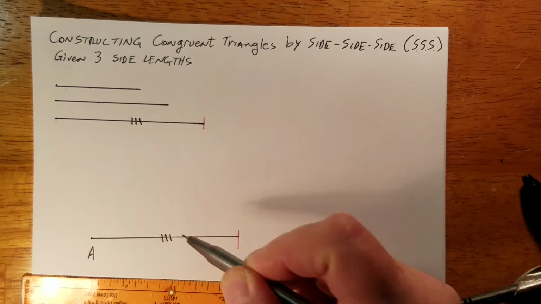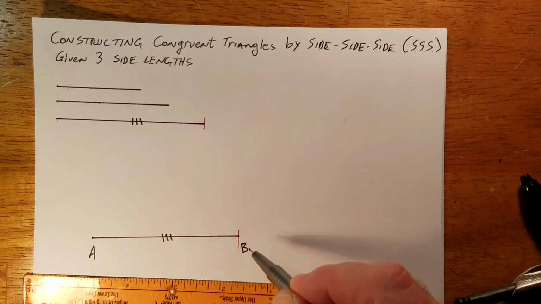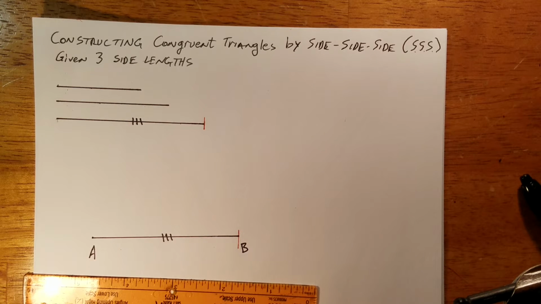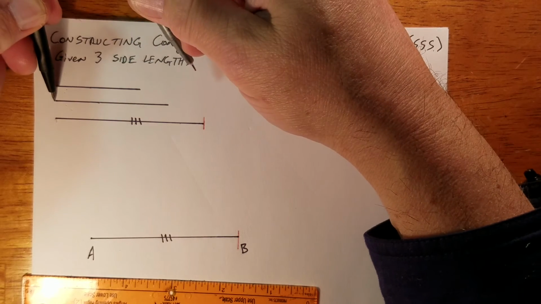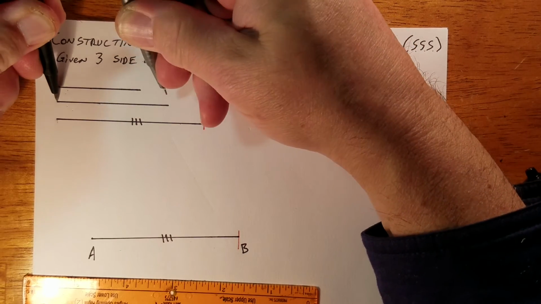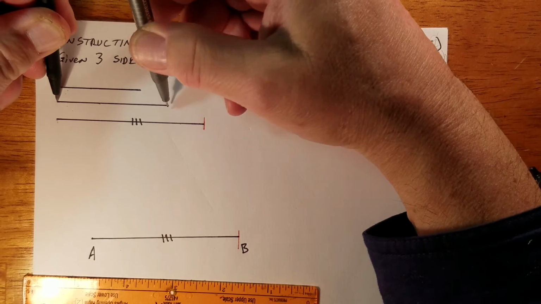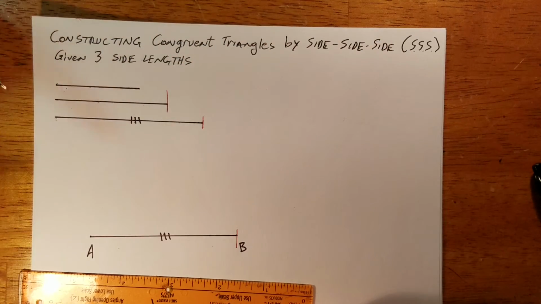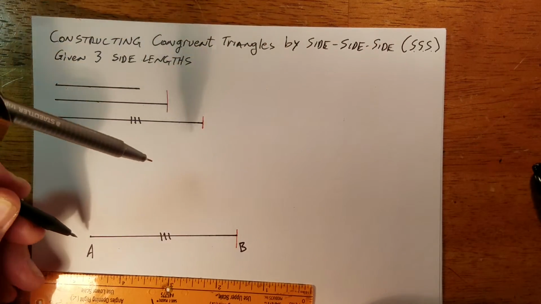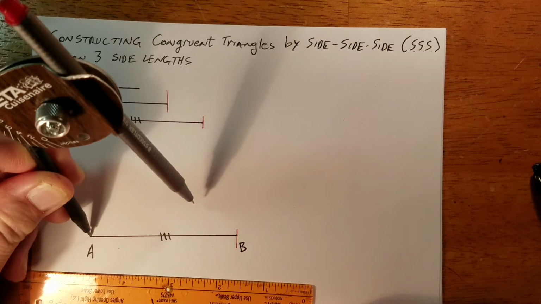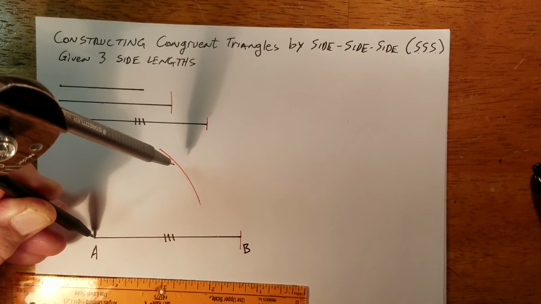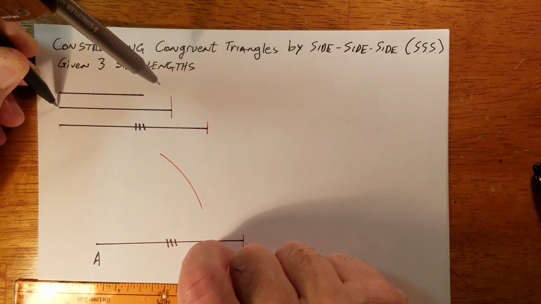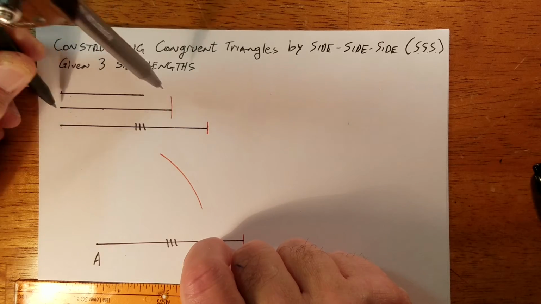Let's use some tick marks to show the congruence. We'll call that point B over there. Next thing I'd like to do is copy this segment length. Mark my distance, and I can attach that either to point A or point B. It doesn't matter, so I'll just go to point A and make an arc. So if I draw from point A to that arc, it'll be the same distance as this segment.